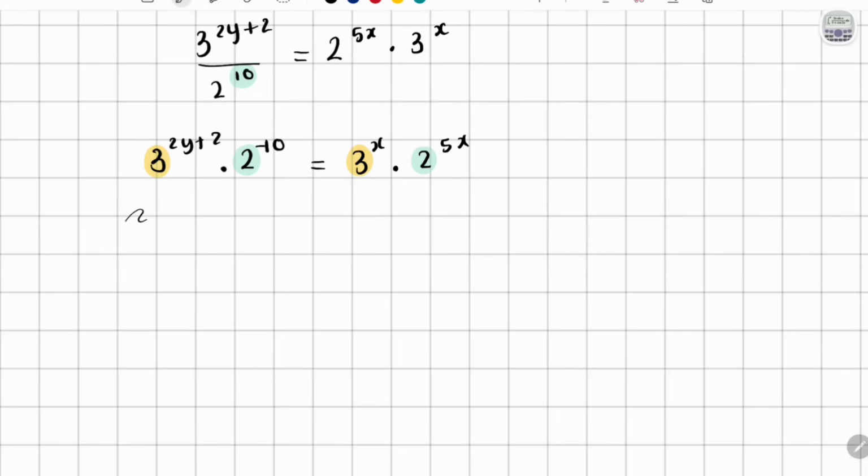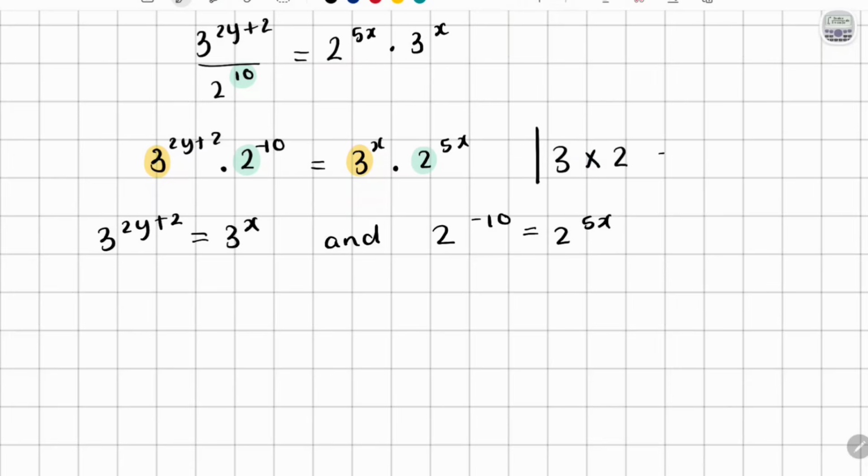The exponent here, that means that 3 to the power of 2y plus 2 really is equal to 3 to the power of x. Because you're saying 3 times something multiplied by 2 times something is equal to 3 times something times 2 times something. So they're definitely going to be equated and equal. And then we can say 2 to the power of negative 10 is equal to 2 to the power of 5x.